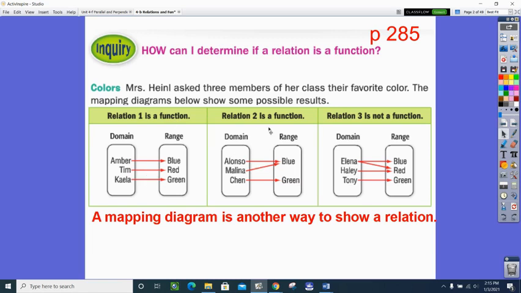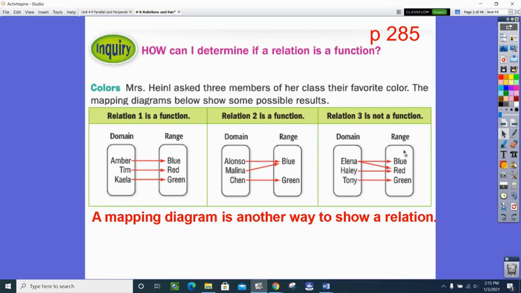Okay, well, let's look at another example. In another class, she asks Alonzo, Melina, and Chen. Alonzo says his favorite color is blue. Melina says her favorite color is blue. And Chen says that his is green. This is also a function. This relation of this class's students to colors is not only a relation, it's a function. Okay, still not sure what this function thing is, but let's look at the next class.